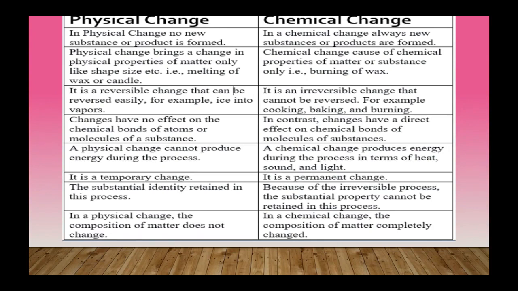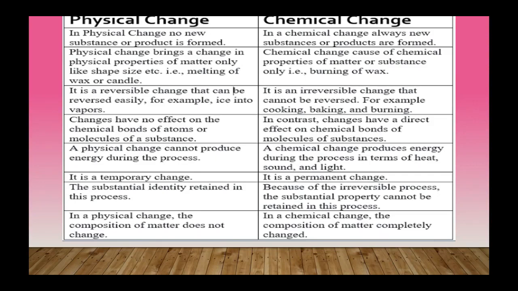In a physical change, the composition of matter does not change. The composition does not change since we didn't add anything, right? When water is converted into gas, water vapor, later water vapor is converted into water, and then water is converted into ice, we didn't make a change in the composition. Whereas in chemical change, the composition of matter completely changes, because the paper is converted into ash. So the composition is different.